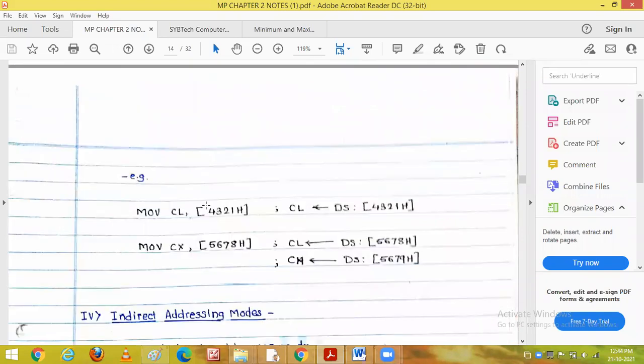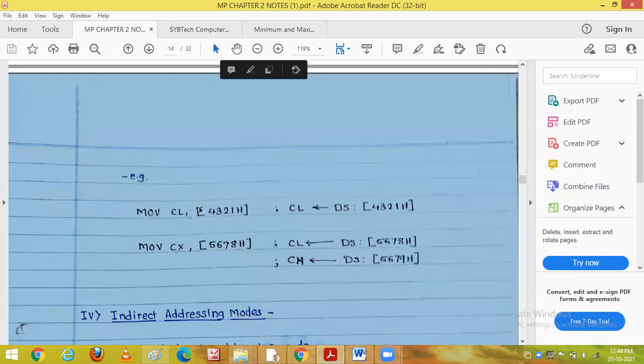How? For example, see here. This is the effective address. Whatever we have to specify within the square bracket, that one we call the effective address. So MOV CL: MOV is the instruction, and CL is the register. This effective address value is transferred into CL.